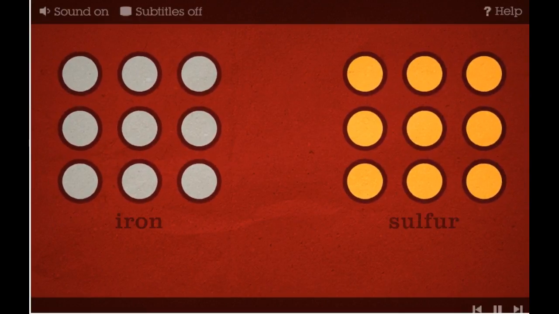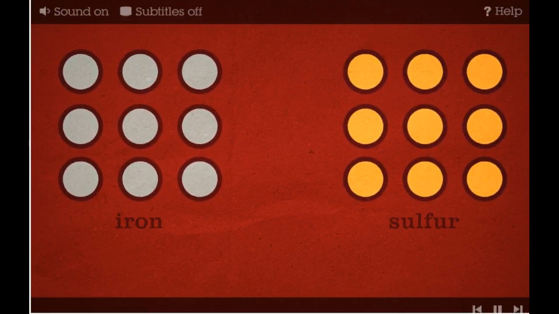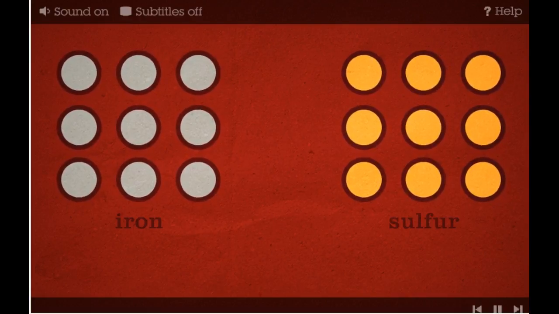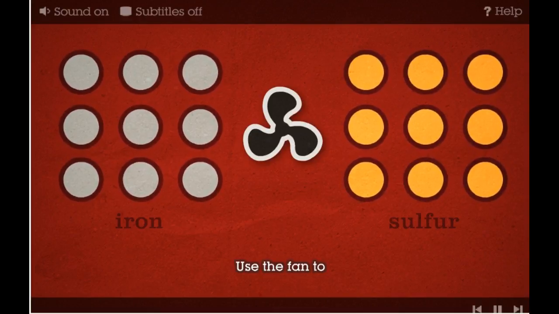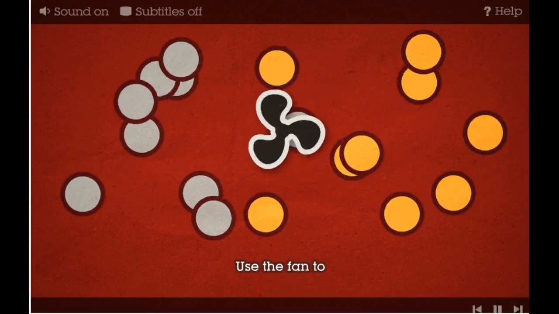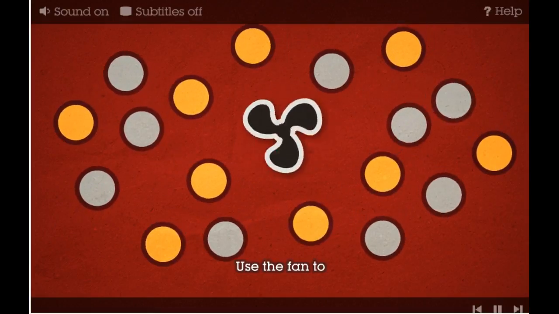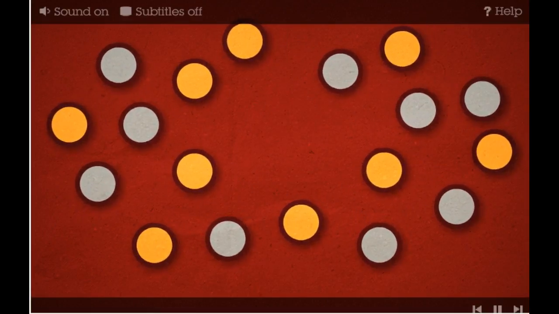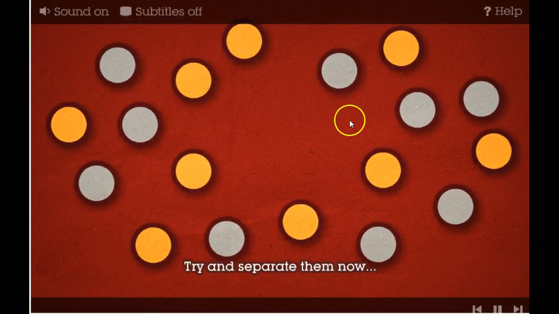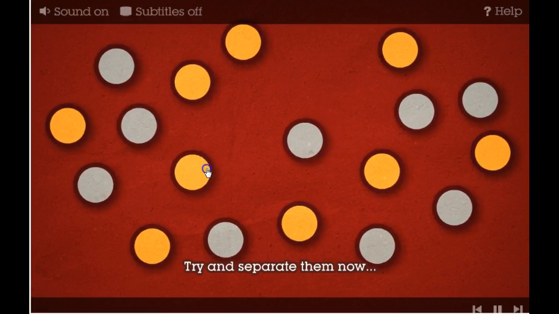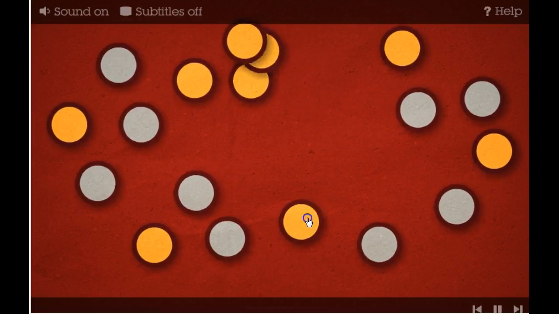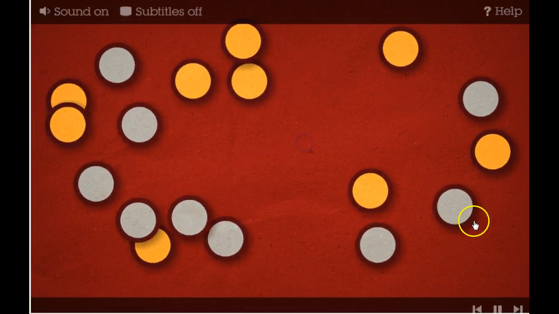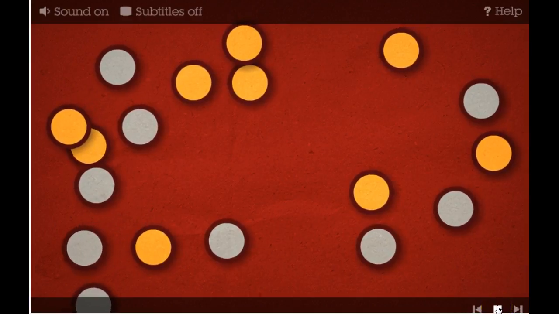If there is no bonding, then elements and other substances just kind of mix together to form a mixture. Use the fan to mix up the elements here. Because they're not chemically joined, it's much easier to separate the elements in a mixture. Try and separate them now. Actually, it's not usually that easy. Atoms are really, really tiny, and you might have trillions of them.